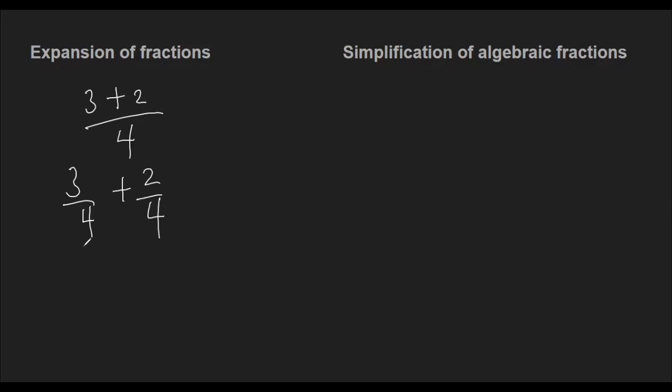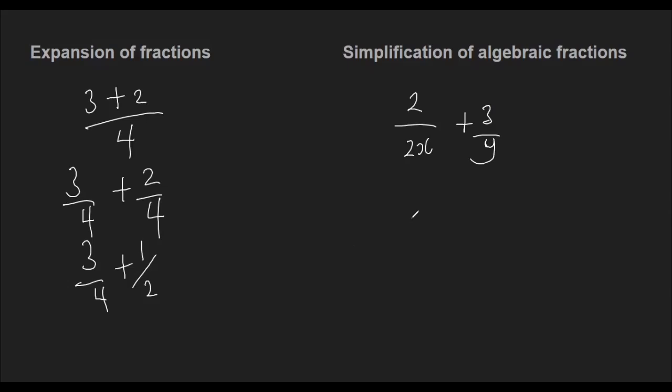You can simplify further. We have 3 over 4 plus 1 over 2. All right, so that's just that on expansion of fraction. Now, simplification of algebraic fractions. Let's say we have an algebraic fraction of 2 over 2x plus 3 over y. Now, how do we simplify such?